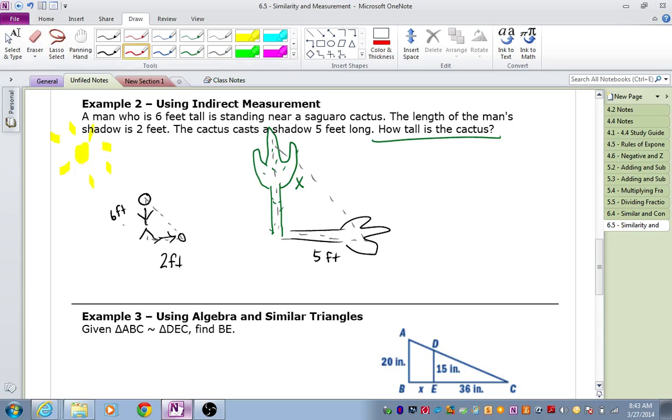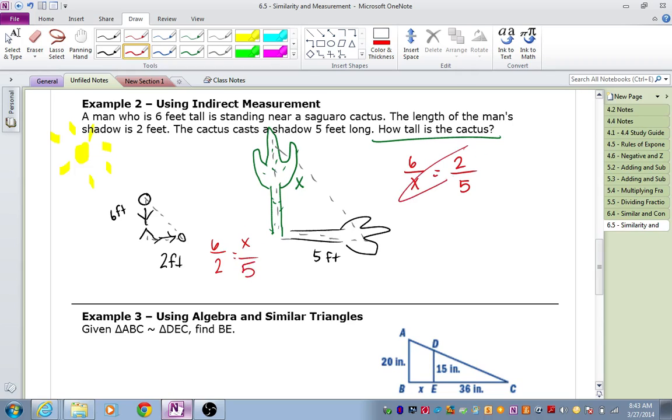Okay, so we can say the man's height over the cactus's shadow. Sorry, the man's height over the cactus's height. And then the man's shadow over the cactus's shadow. We could have also said the man's height to his shadow and the cactus's height to its shadow. Okay, either way is fine.